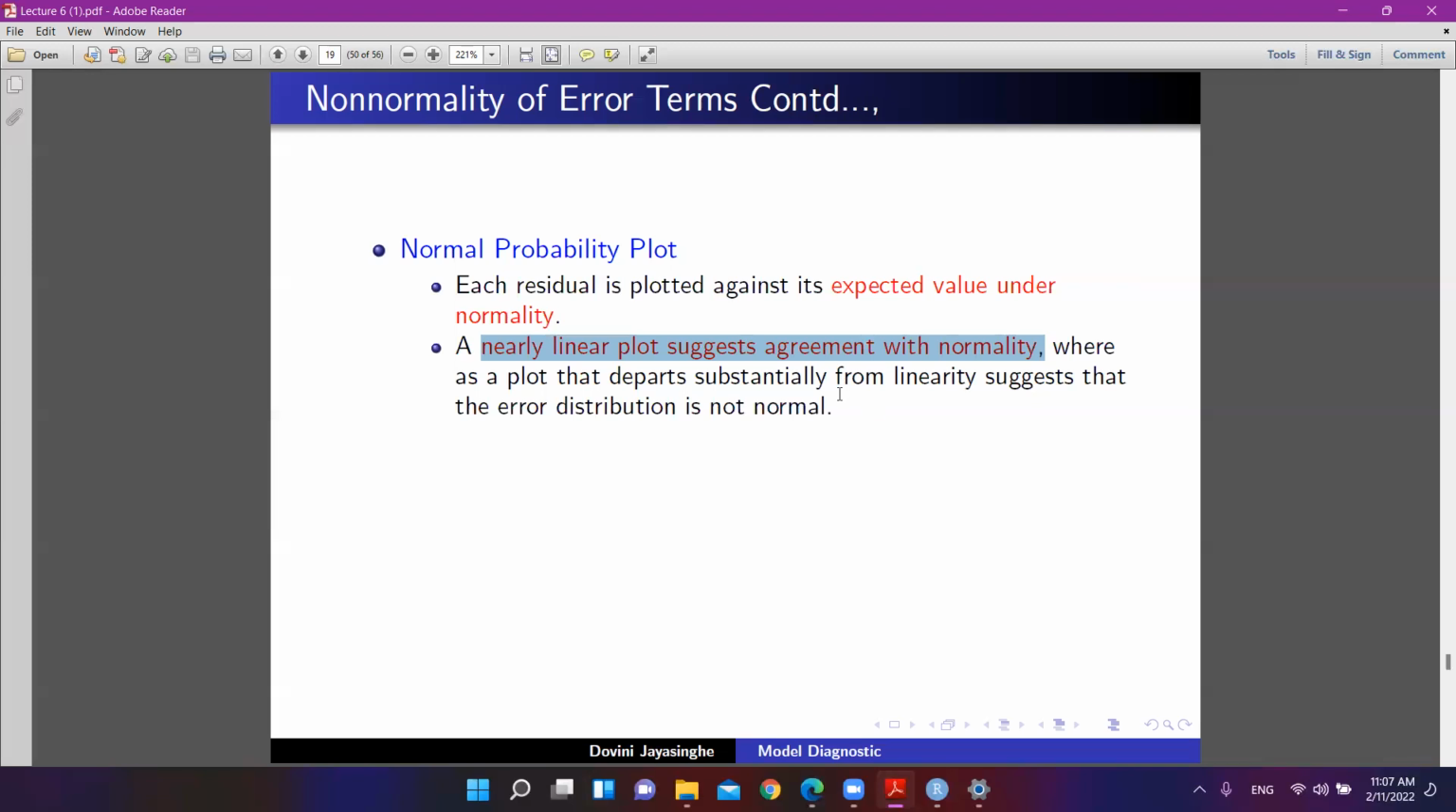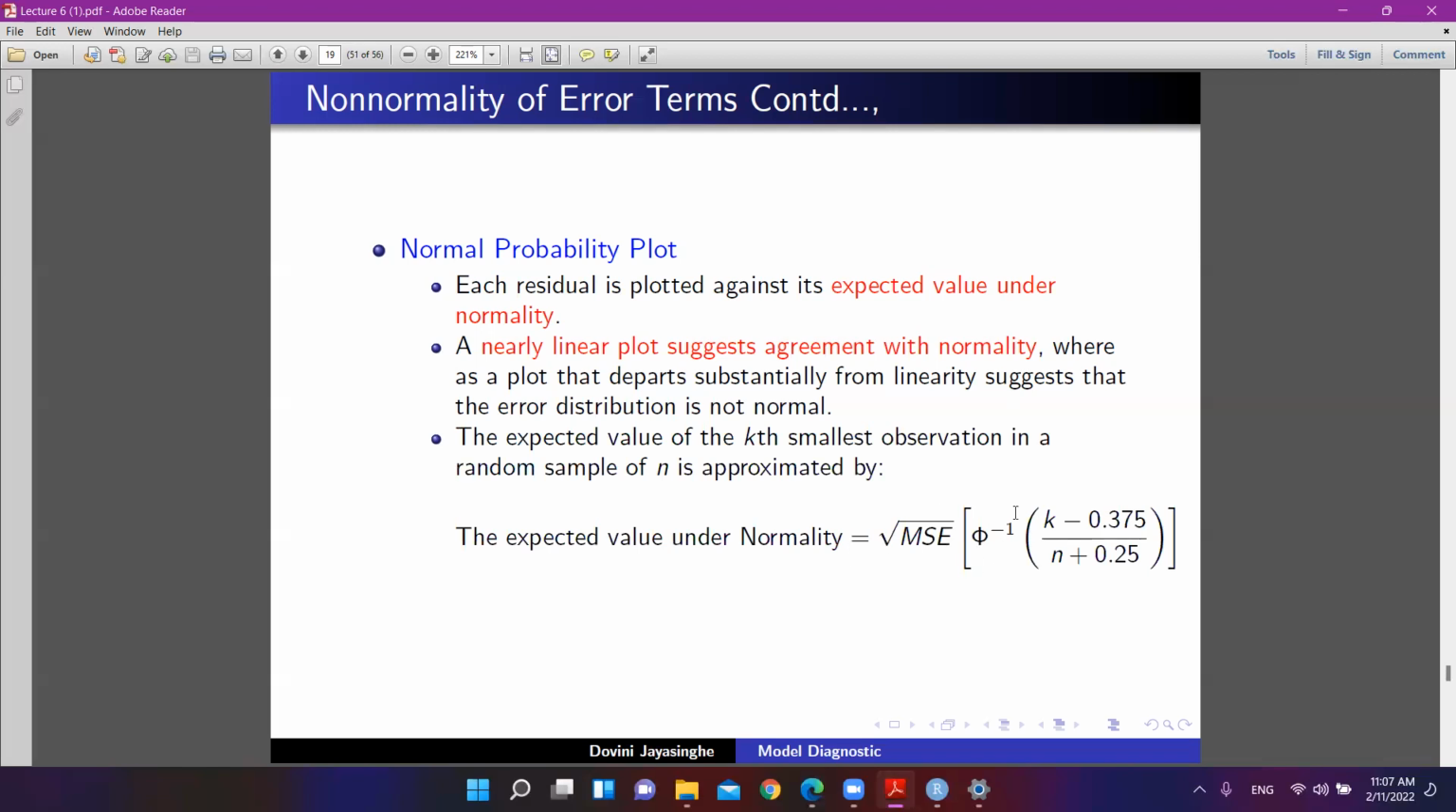That is the normality test, right? People call it normal probability plot. People call it QQ plot, right? So by that, if it shows a linear, diagonal shape, you can say the errors are normally distributed.